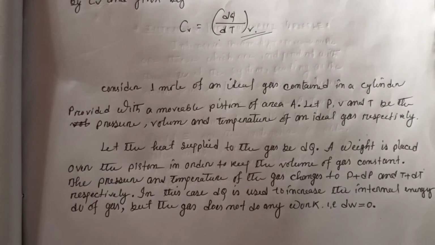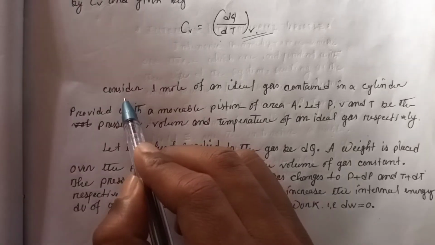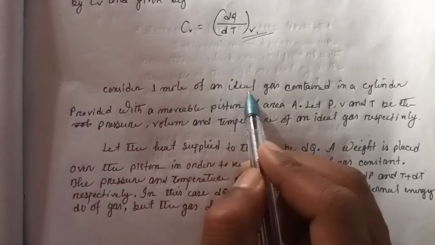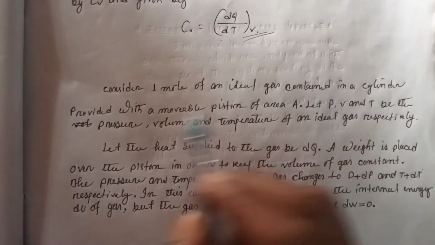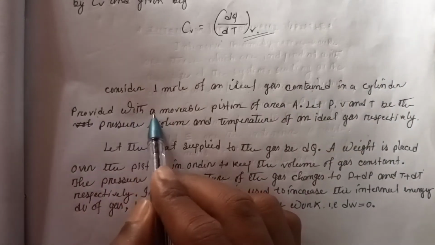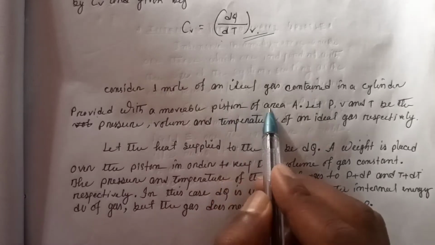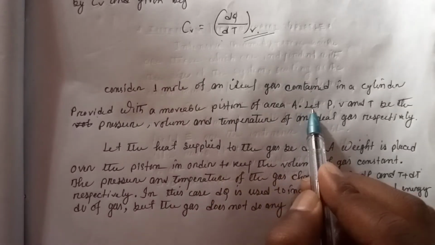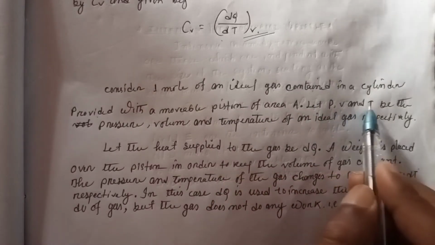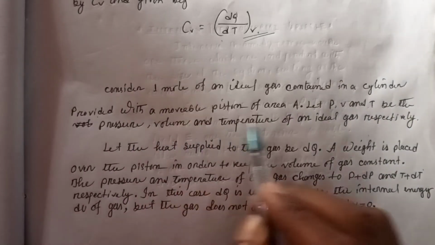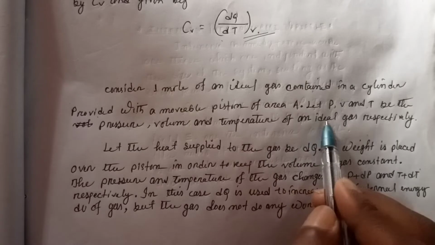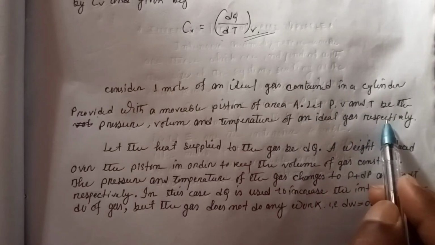We have already discussed the definition of Cp and Cv. Consider 1 mole of an ideal gas contained in a cylinder provided with a movable piston of area A. Let P, V and T be the pressure, volume and temperature of the ideal gas respectively.